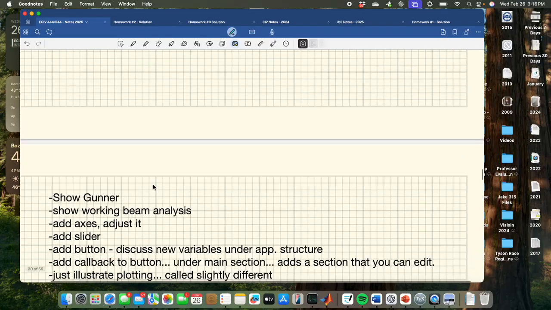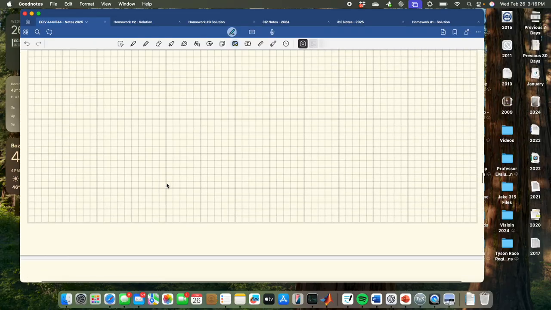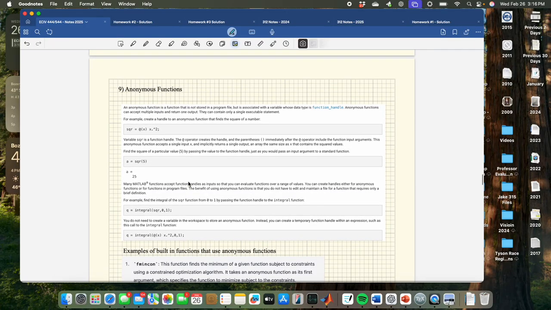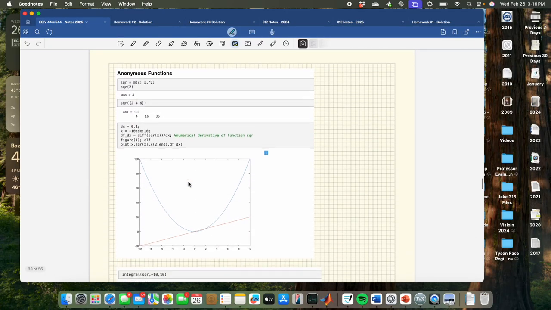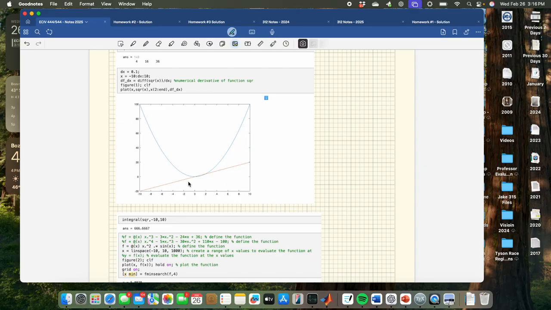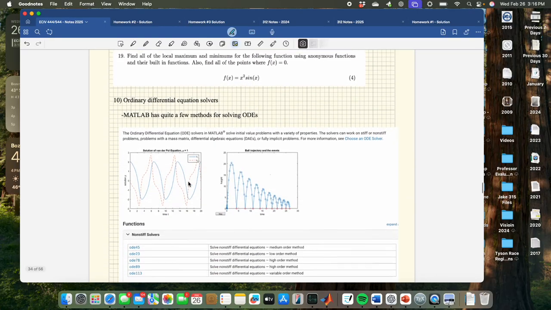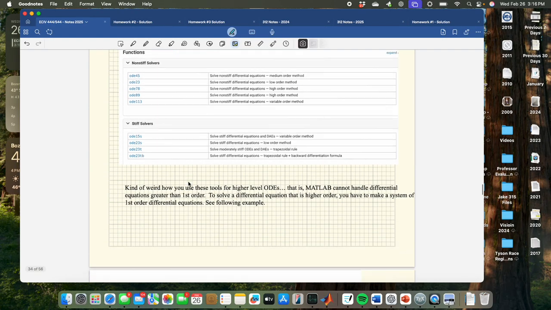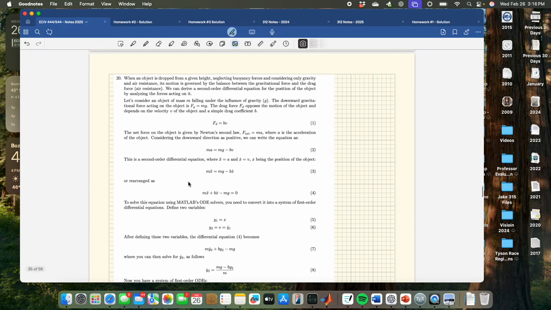So then what I did last time, this was kind of the last little push. I introduced these things called anonymous functions, and then I talked about ordinary differential equation solvers that are based off of those things, and it gets really weird. Then I looked at the homework, and I was like, oh my God, I made them do this last time? There's no way that they were able to do this. And this is the one where ChatGPT couldn't do it.